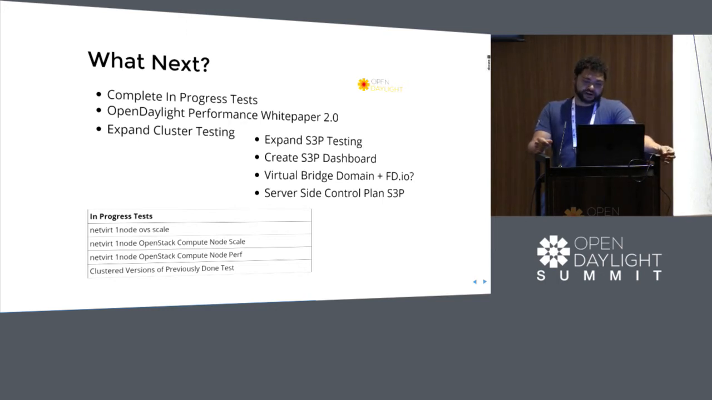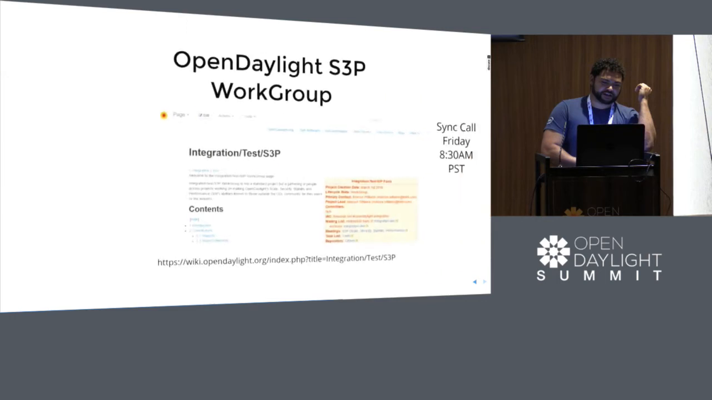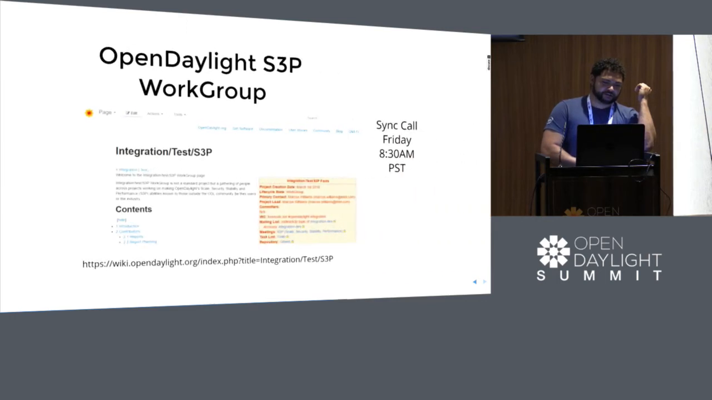Virtual bridge domain and FDIO is something that we'll probably look at in the future. And there have been a lot of questions I've been receiving recently about the server-side control plane. That says plan, but I mean it's a plane for S3P. So what is happening on the control side when you're on the server, whether it's OVS or FDIO or some other server-side control plane application. So that's what's next for the performance report in the S3P Workgroup.